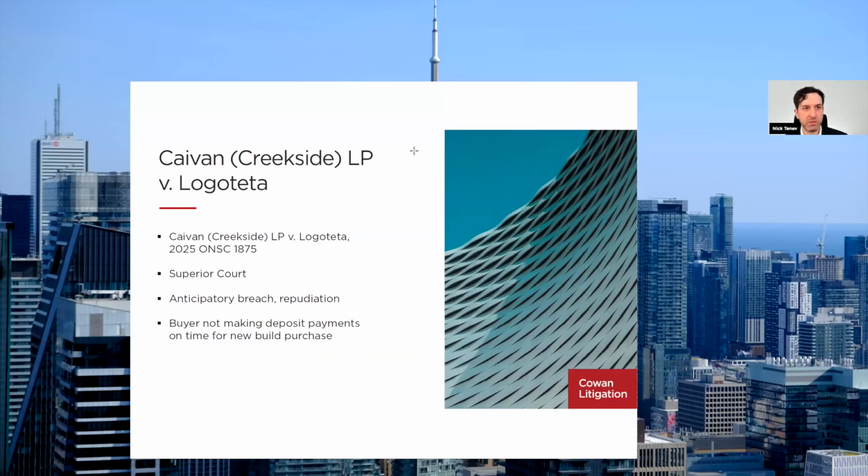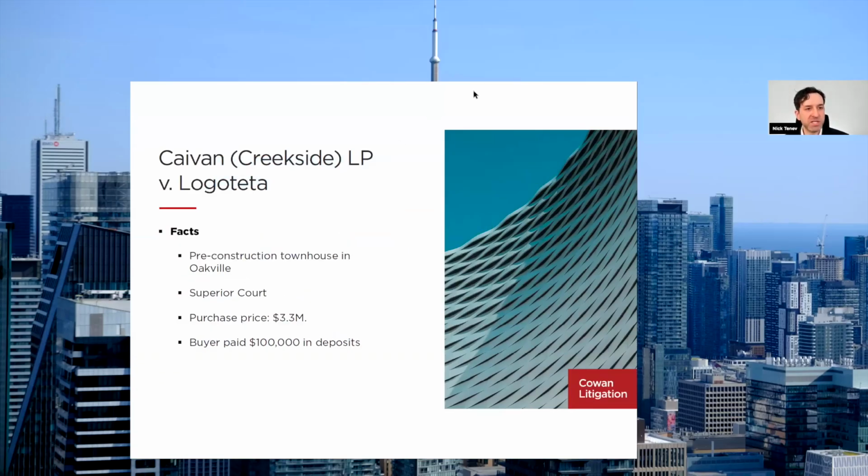I'm just closing the poll we did. Okay, so the second case is Kaiven Creekside versus Logoteta. This is a Superior Court decision regarding anticipatory breach and repudiation. It involves the buyer not making deposit payments on time in terms of a new build purchase.